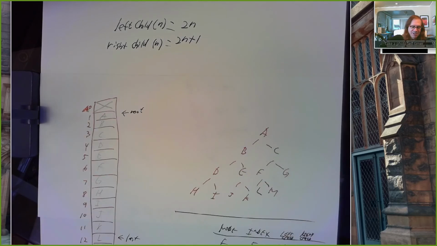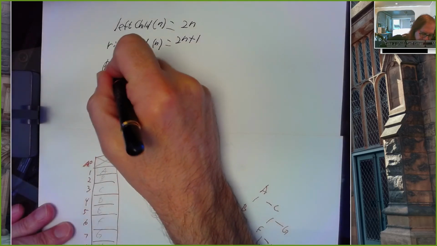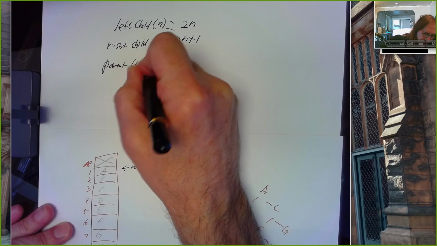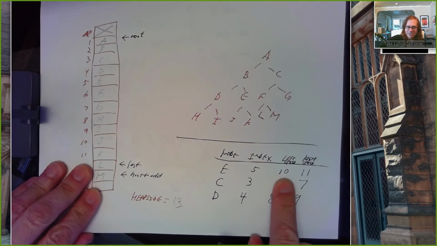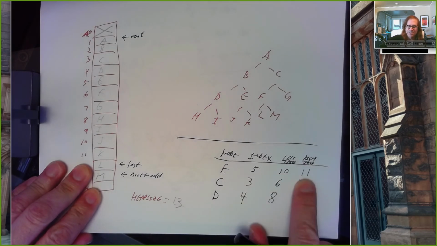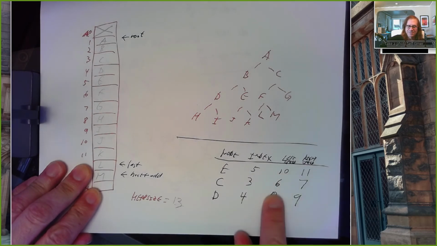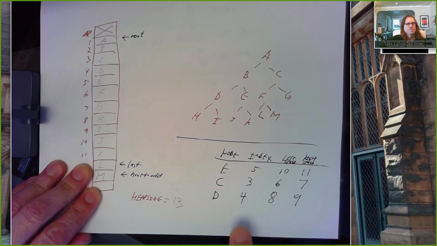Now what about moving up? Because remember, when we're upheaping, we need to know what the parent's location is so we can see if the parent satisfies the heap property. So if we're at node 10, 10's parent was 5. If we're at node 11, 11's parent was also 5. 6 and 7's parent is 3. 8 and 9's parent is 4. So take a shot at a formula for finding the parent of node n.